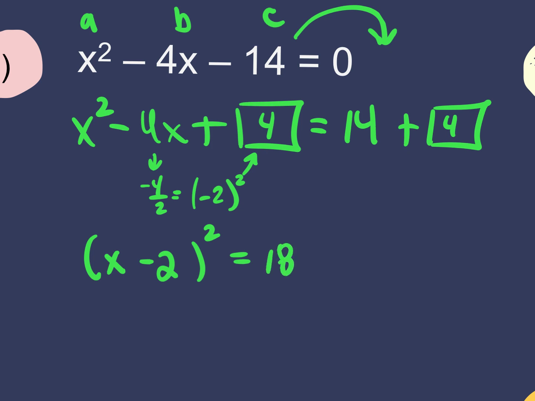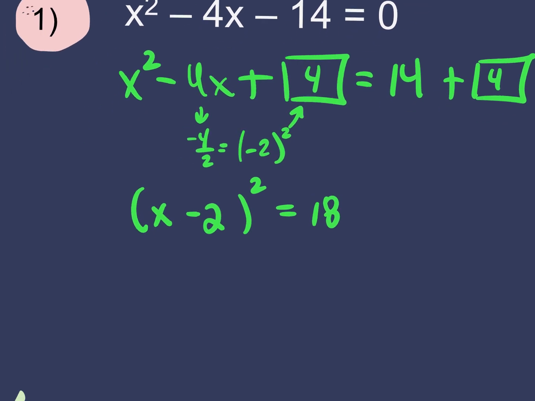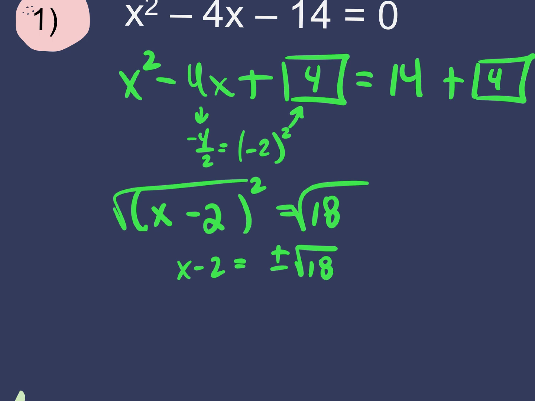18. And now we solve just like we did yesterday. Let's solve it, and then I'll show you in a second how this works. How do I get the squared to go away? We're going to take the square root, good. So I have x minus 2 equals what? What goes in front of 18? Plus or minus, good. And then one more thing I need to do.